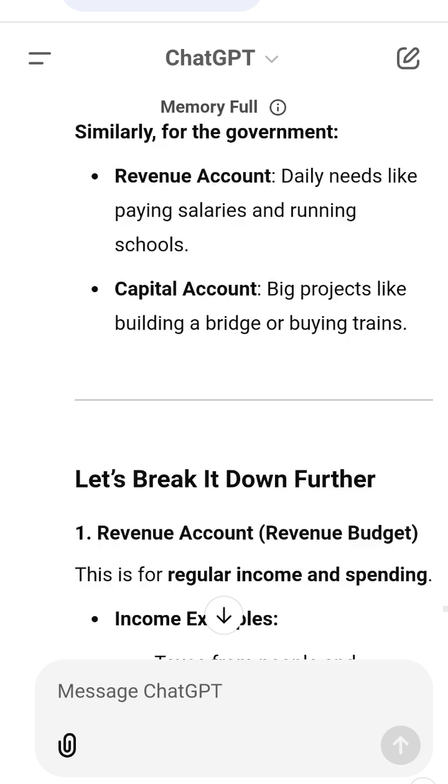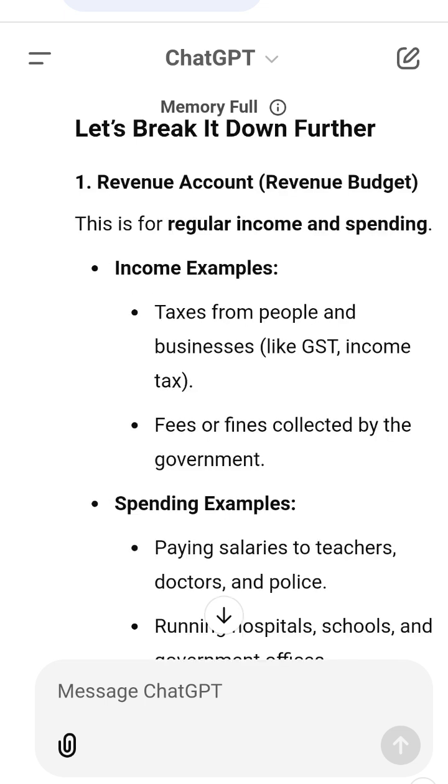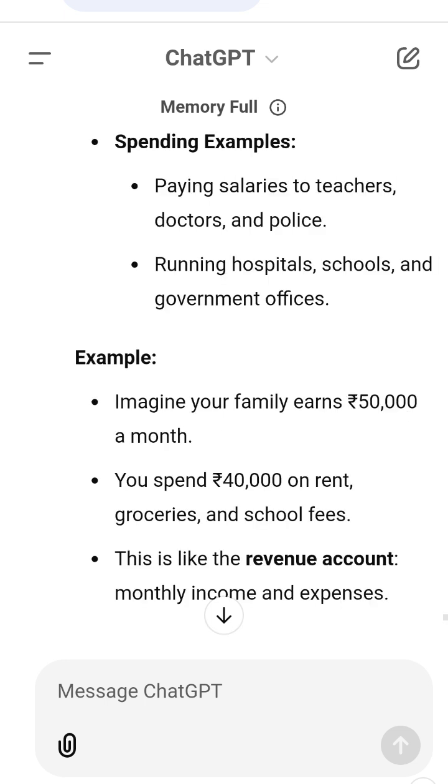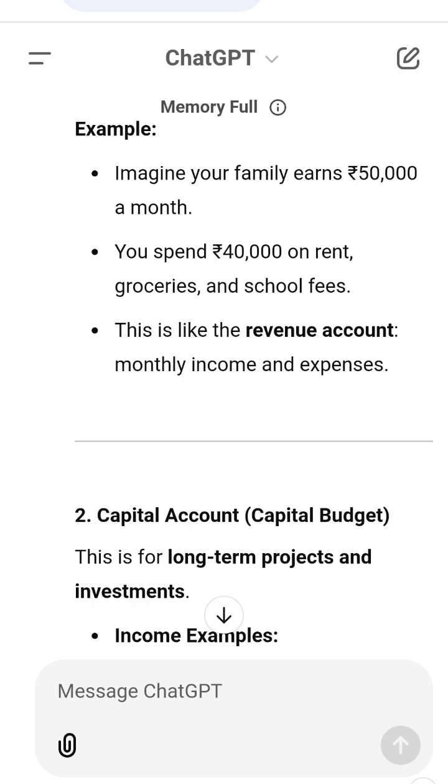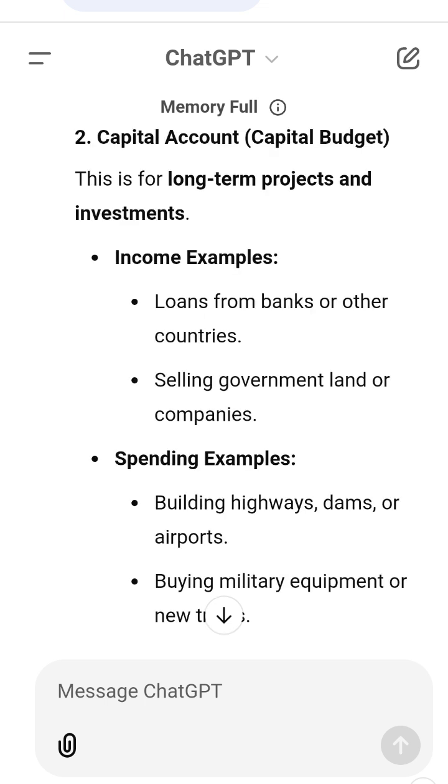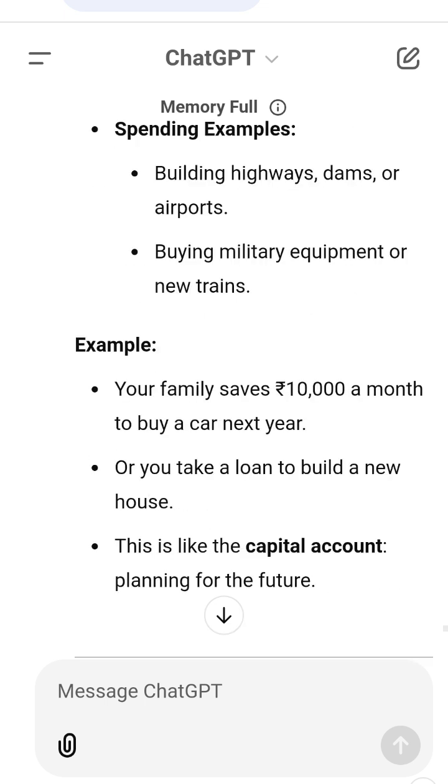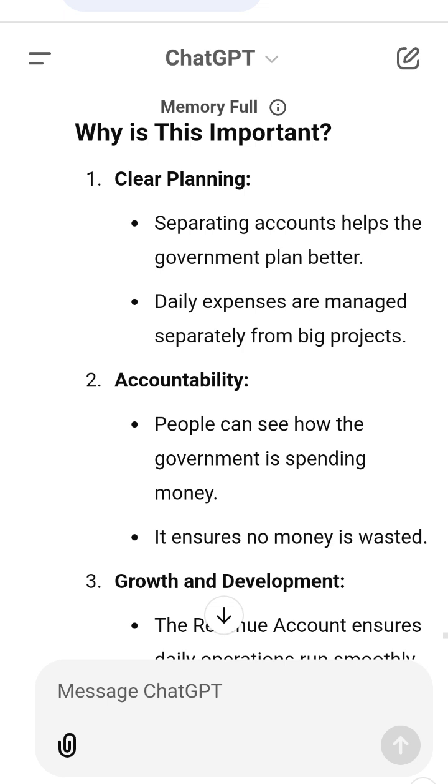A simple example to remember: imagine your life budget. 1. Revenue account, daily expenses: earning 50,000 per month, like taxes, spending 40,000 on rent, groceries and school fees. 2. Capital account, big projects: saving 10,000 per month to buy a car, borrowing 5,000 to build a house. Now combine them. Your complete budget includes both daily expenses and big plans. This is like the union budget, which includes both the revenue and capital accounts.